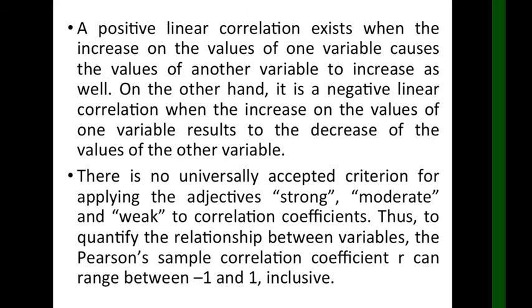There's no universally accepted criterion for applying the adjectives strong, moderate, and weak to correlation coefficients. Thus, to quantify the relationship between variables, the Pearson's sample correlation coefficient r can range between -1 and 1 inclusive.